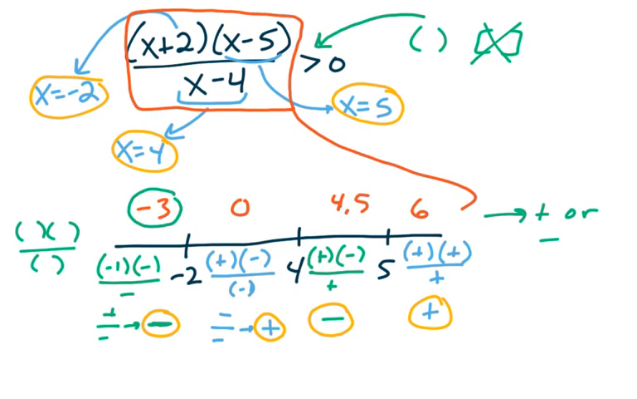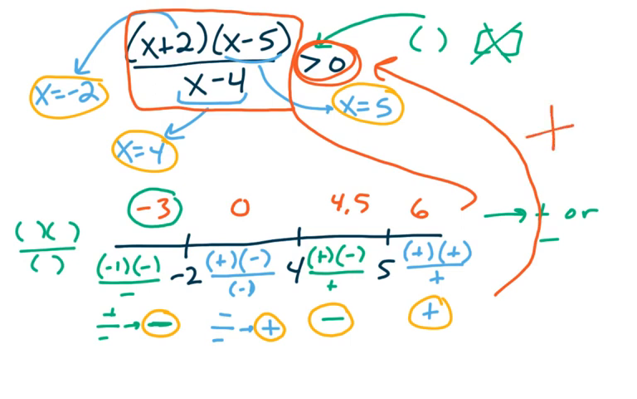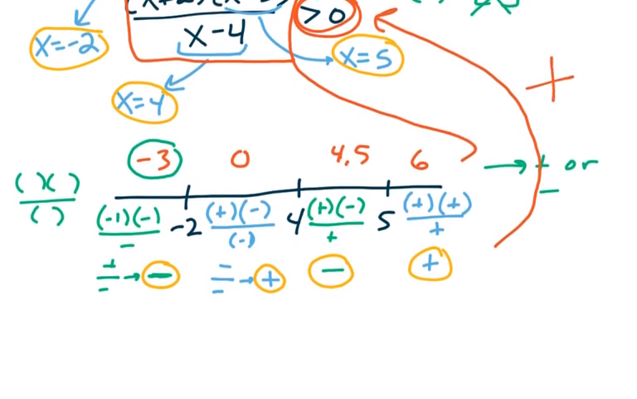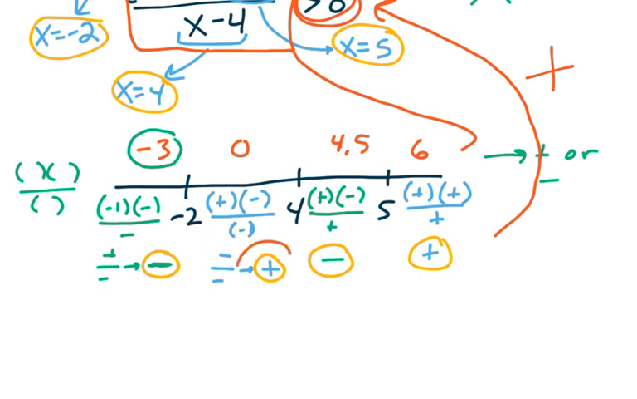Our initial problem, way up here, said find where this whole thing is greater than 0. Remember, numbers that are greater than 0 are all positive. So look at second C. Let's see which ones gave me a positive answer. Well, I have a positive here and a positive here. So it should be this interval and this interval going forward.